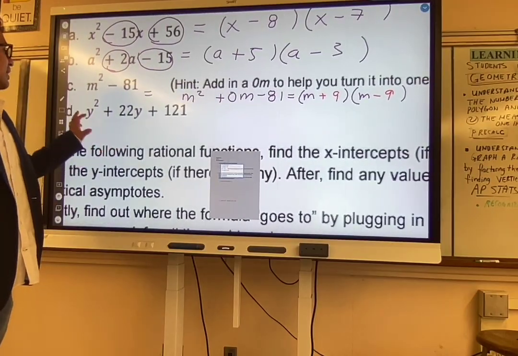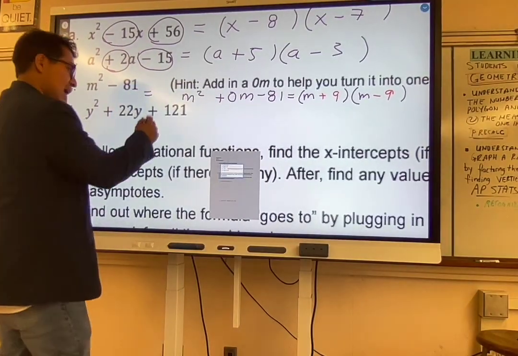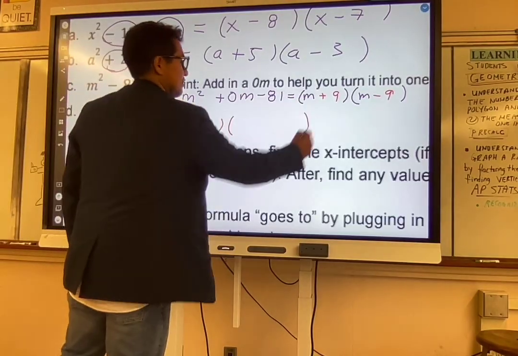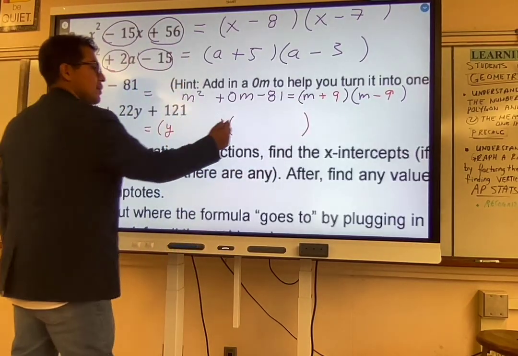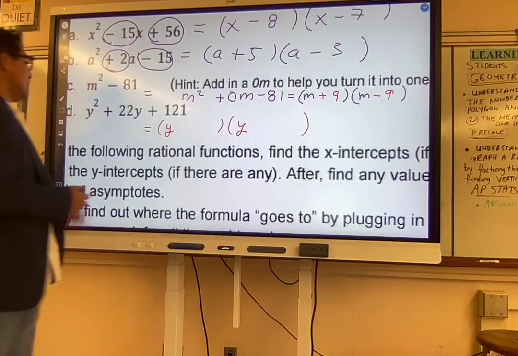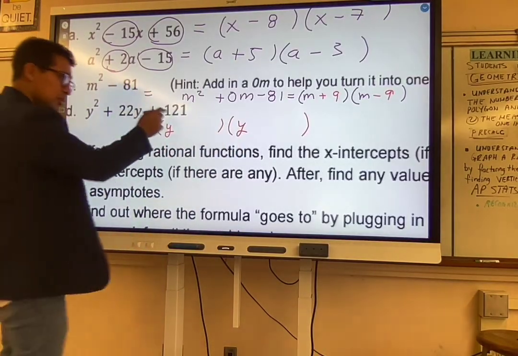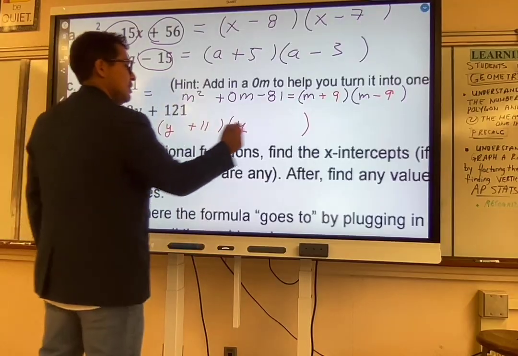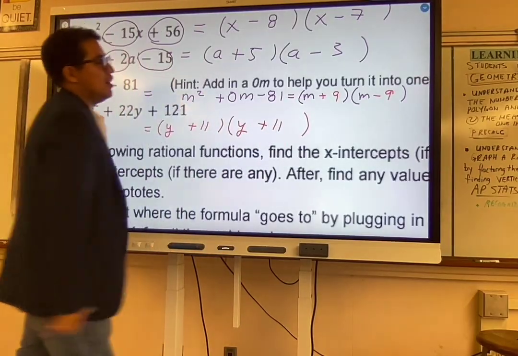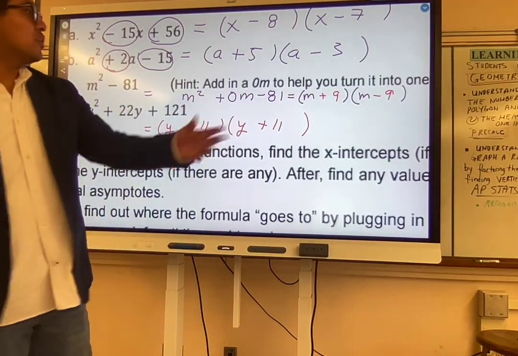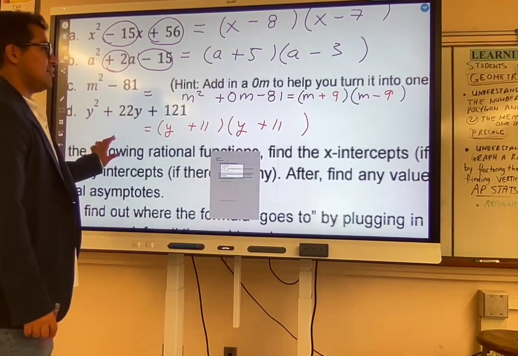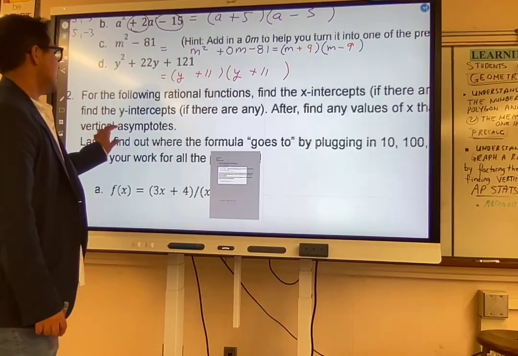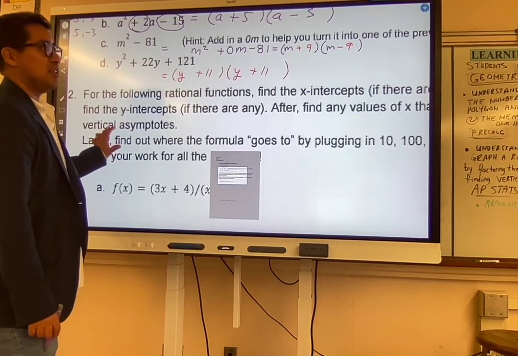Last but not least, we get y squared plus 22y plus 121. Again, to factor, start by writing the variable y and y, because y times y is y squared. What two numbers multiply to 121 but add up to 22? 11 and 11. So we get a repeated number there. Okay, so that would be the first part of your exam, just some basic factoring review. An essential skill if you're going to keep going past pre-calc, and also just math in general, okay?